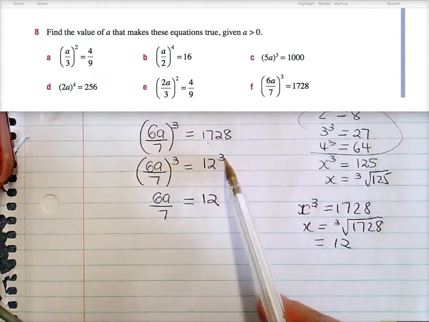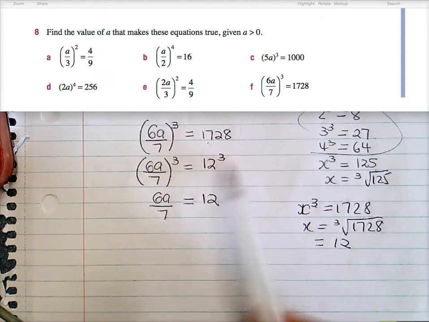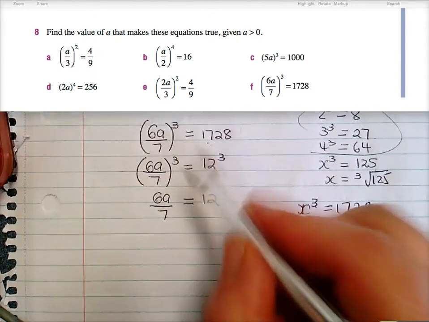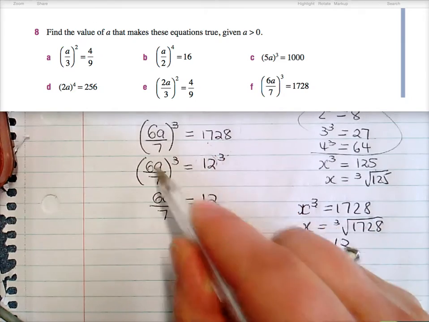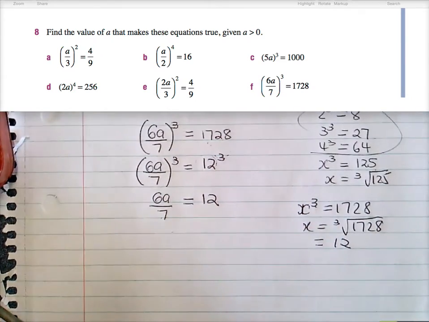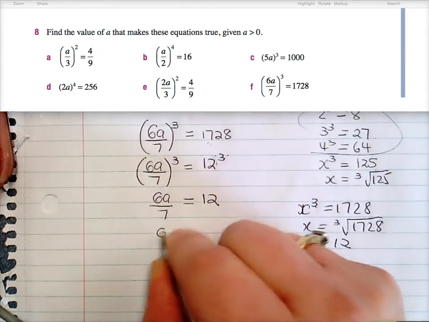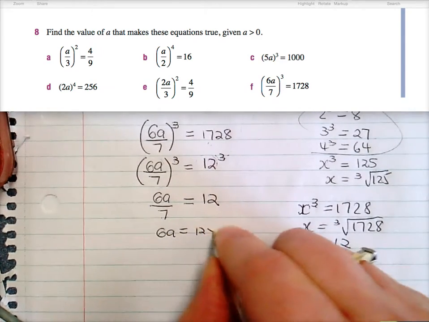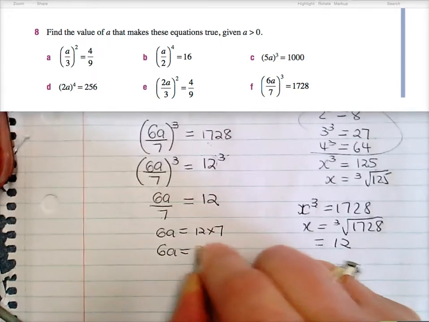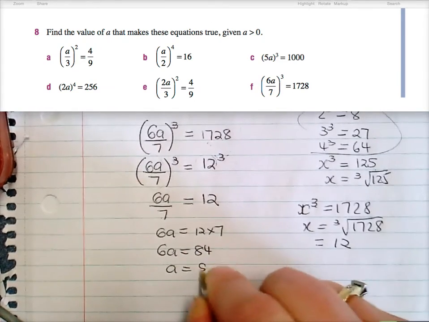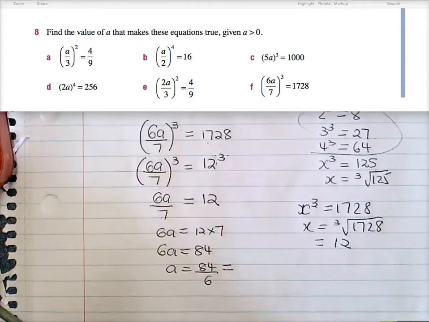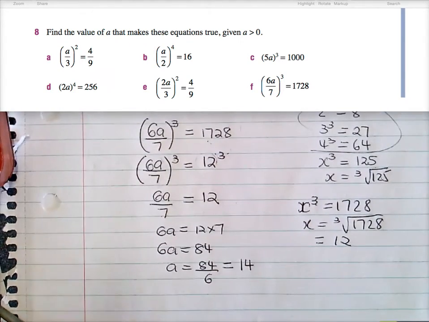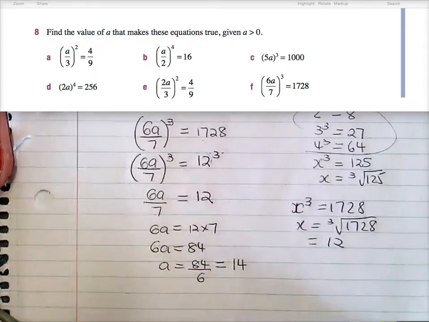Girls, do you know why I did cube on this side? If the cubes are the same, then the 12 must equal 6a over 7. Do you know what to do now? 6a equals 12 times 7, which is 84. So 6a is 84. Therefore, a is 84 divided by 6, which is 14. That's one way of doing it.